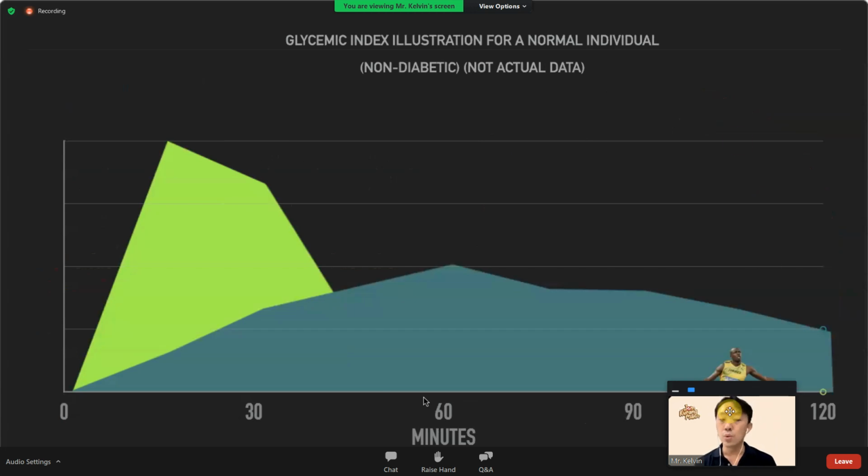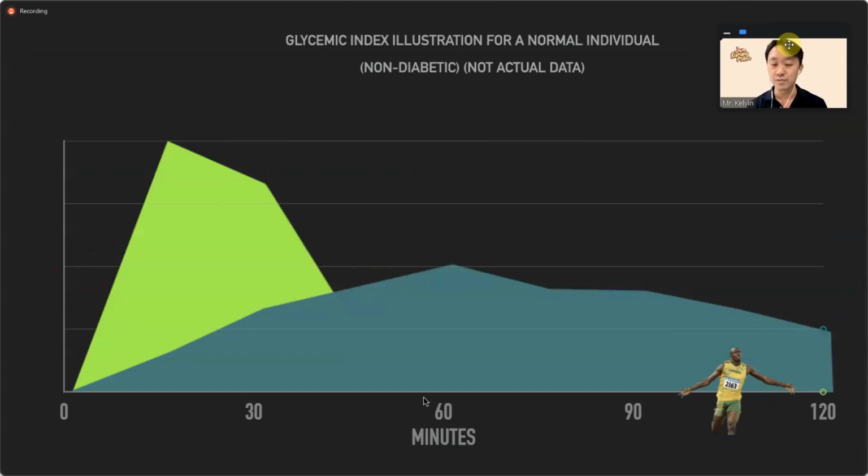When we consume a lower glycemic index food, like a piece of wholemeal bread, however, the sugar takes a longer time to be digested and absorbed in our gut, therefore enters our bloodstream at a much slower rate. So blood sugar levels don't rise up that much, but persist for a longer duration, kind of like Kipchoge doing his marathon run. Okay?